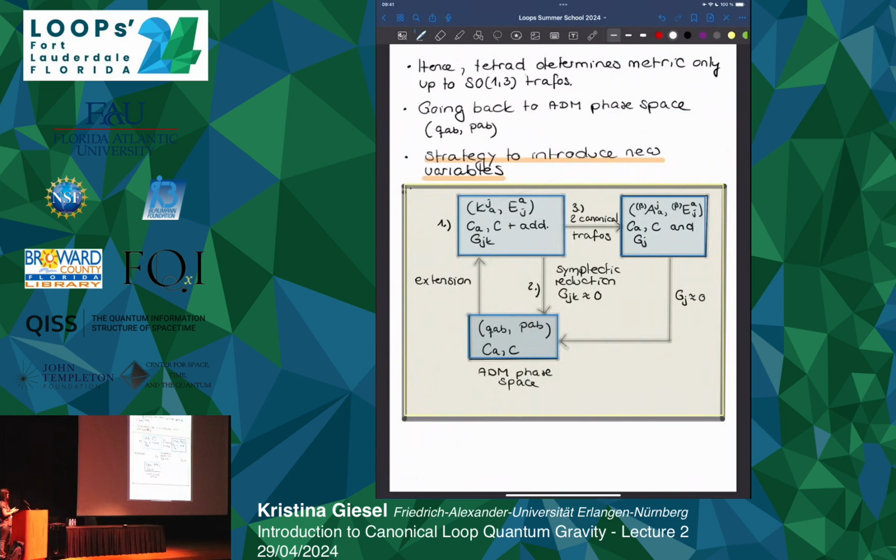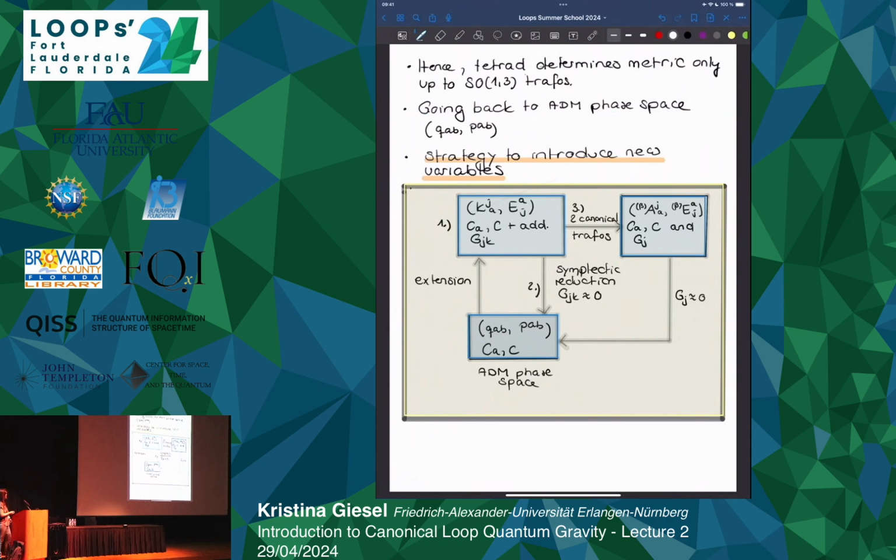And this is something which carries over now to the ADM formalism, where we want to apply this in 3 dimensions, where we want to express the ADM metric in terms of tetrads in 3 dimensions, which are triads, and want to do the same thing that is possible in 4 dimensions.